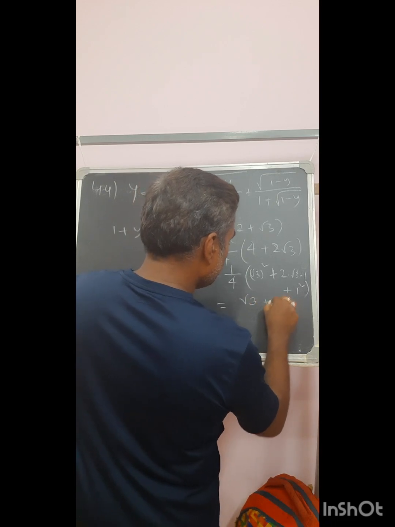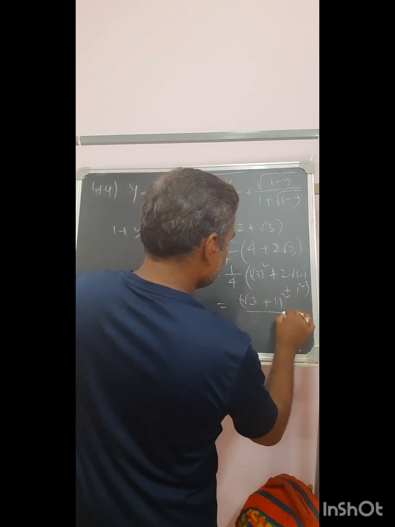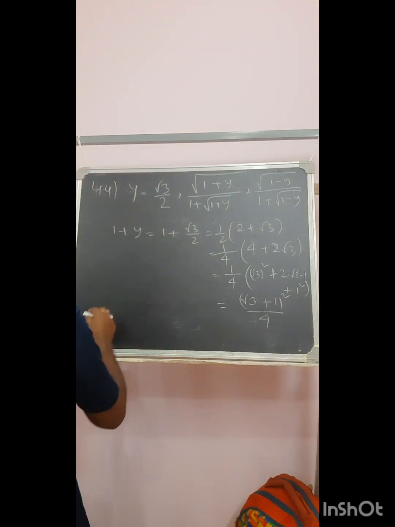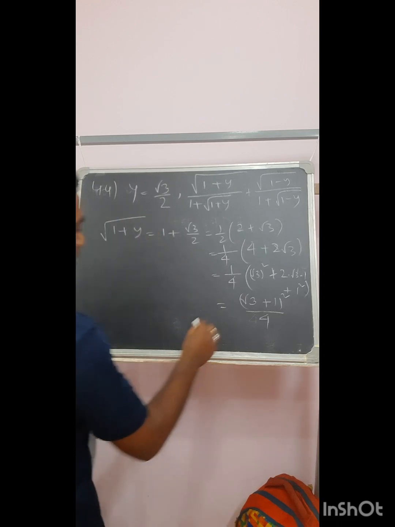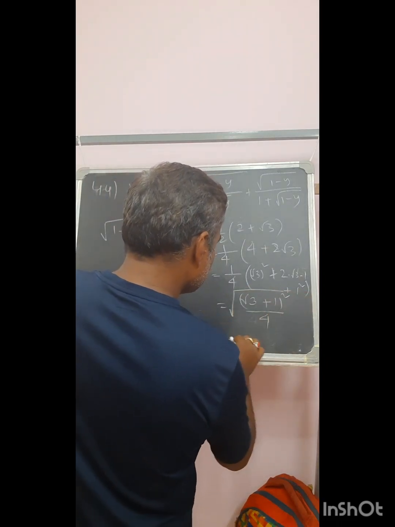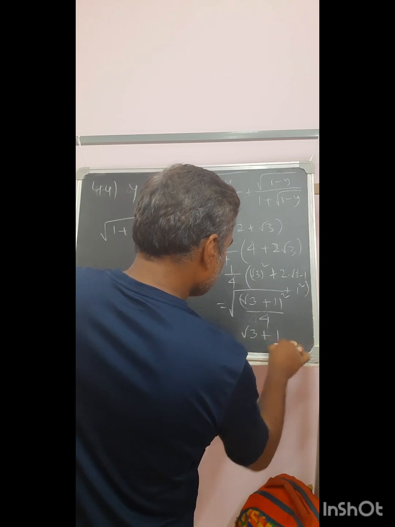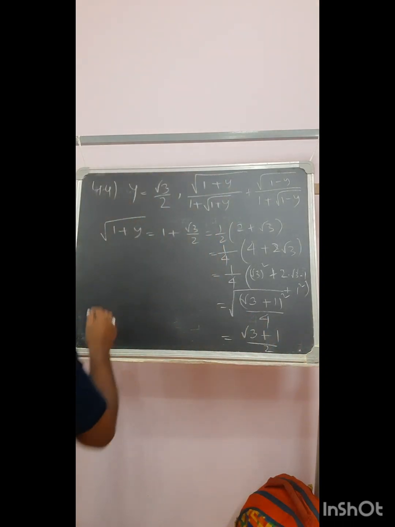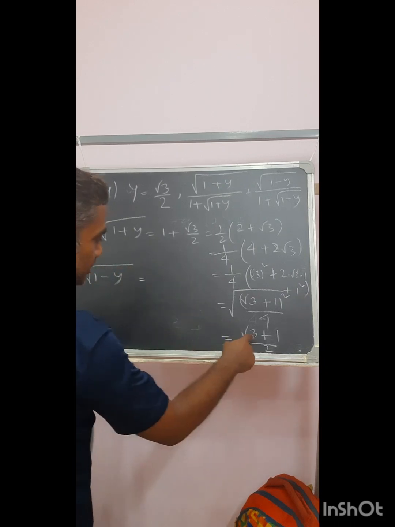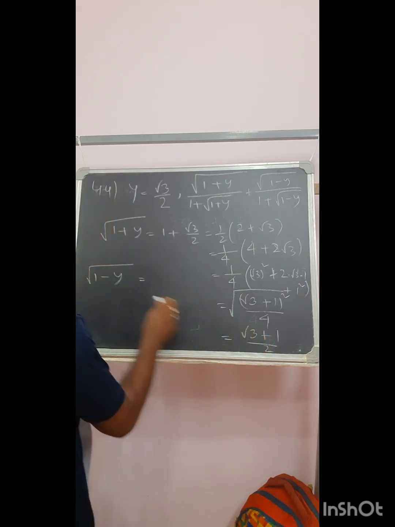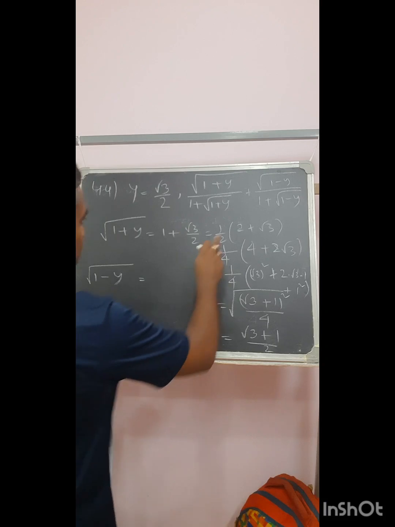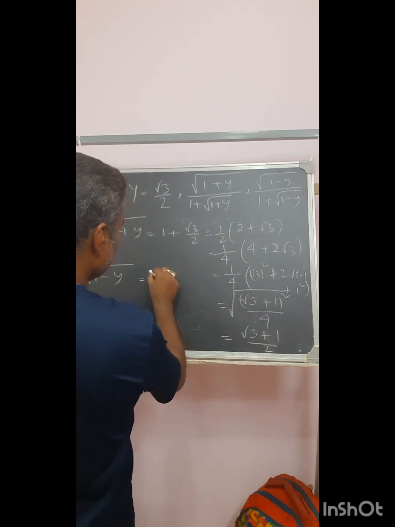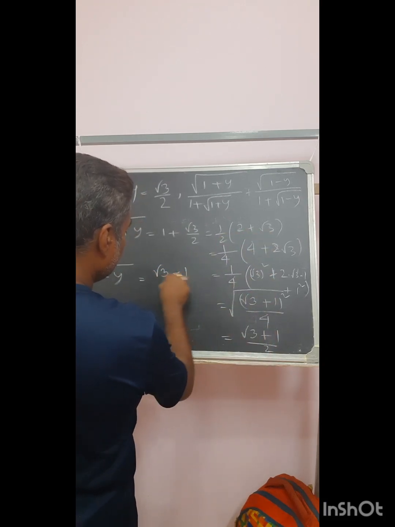So root 3 plus 1 whole square by 4. If I take the square root of this, it will give you root 3 plus 1 by 2. So keep it in mind. If I do the reverse, 1 minus, only the negative sign in between changes. Yes, root 3 minus 1 by 2.